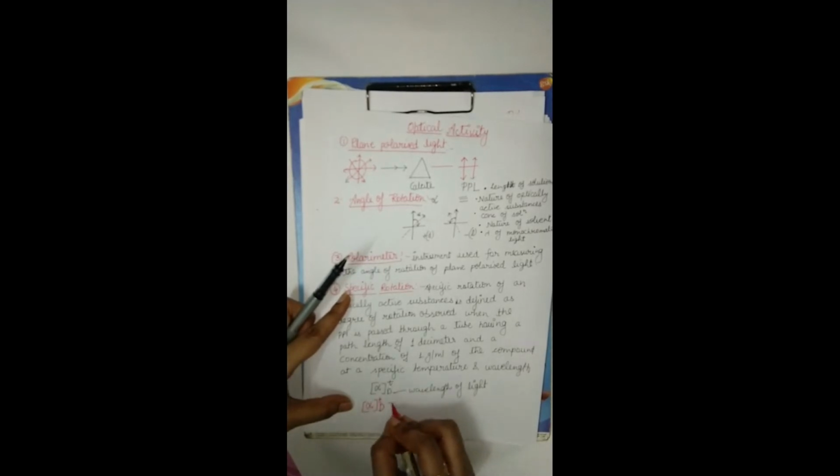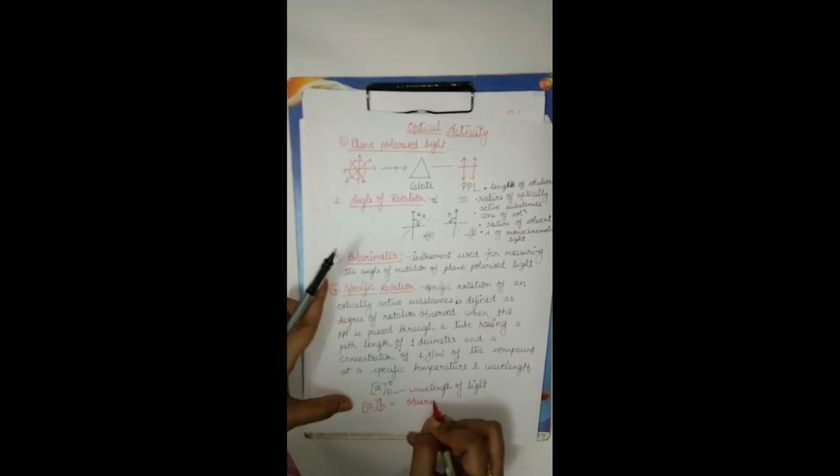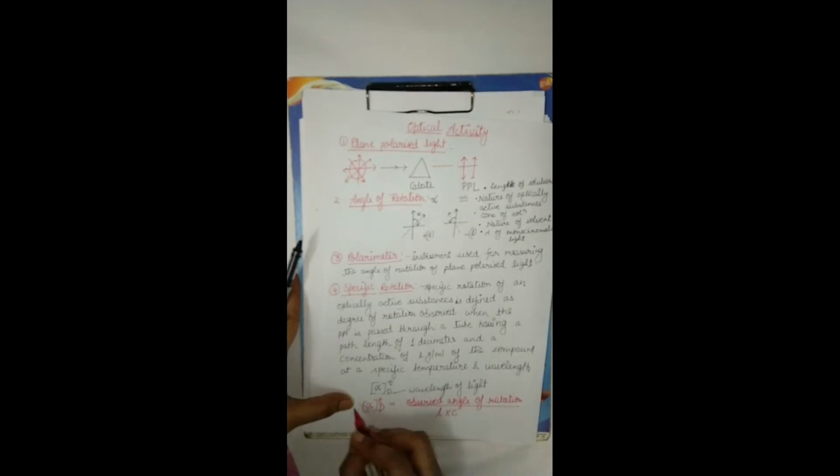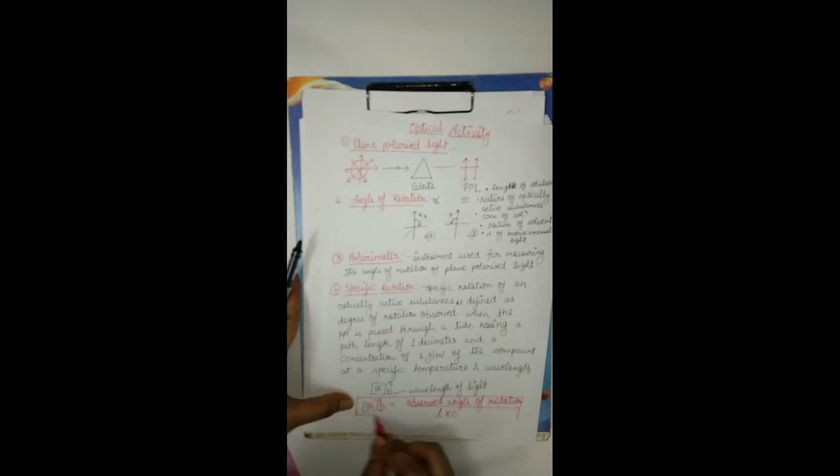T is the temperature, always remember. Observed angle of rotation upon path length into concentration. Okay, this is the specific rotation. C is the concentration, always remember, and L is the length of the polarimeter tube. So this is the specific rotation.